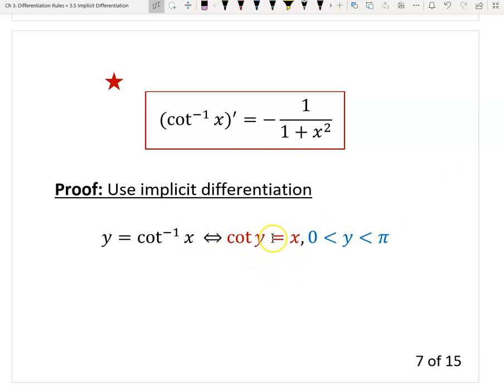So what do we do? We use this implicit equation, which is the definition: cotangent y equals x. Where y belongs to 0 to pi, so don't forget this. And y belongs to 0 to pi, which is important. Now we have the implicit equation, take a derivative to both sides. Here, of course, it is easy. We just differentiate both sides and see what we get.